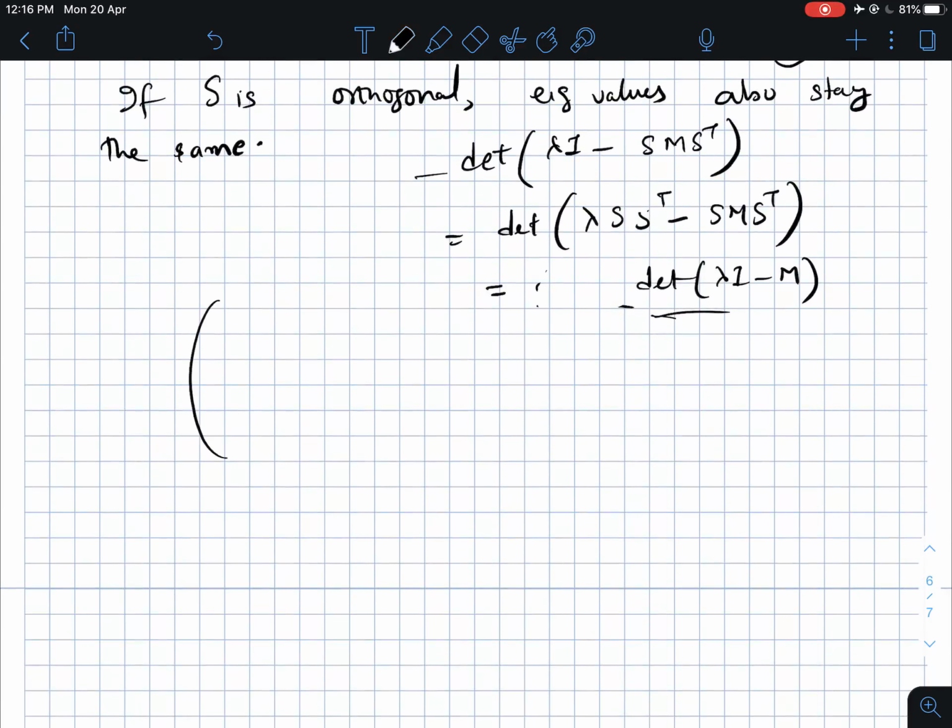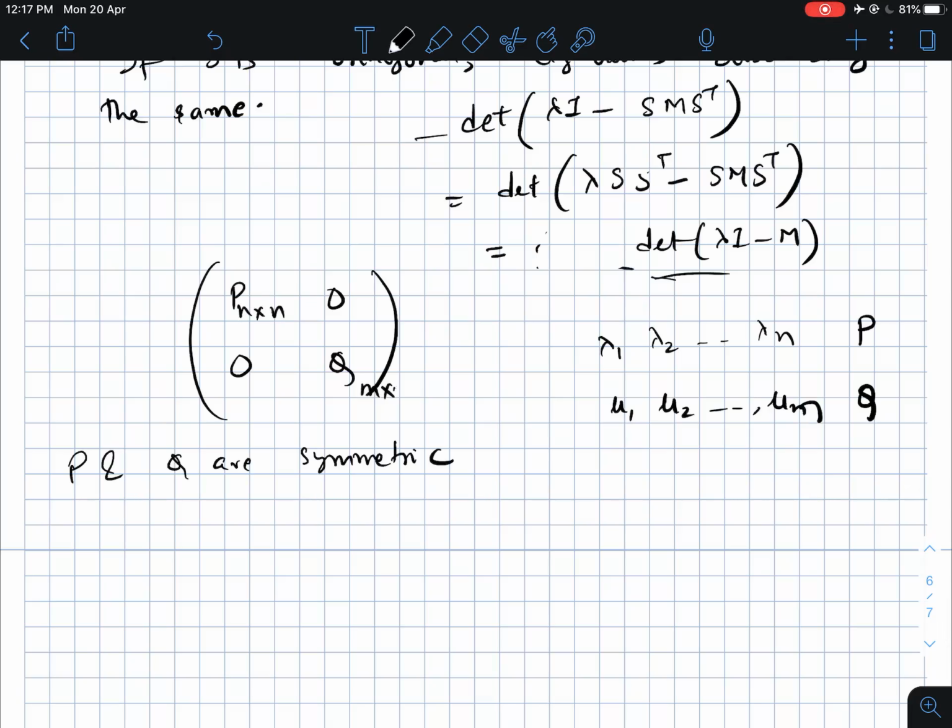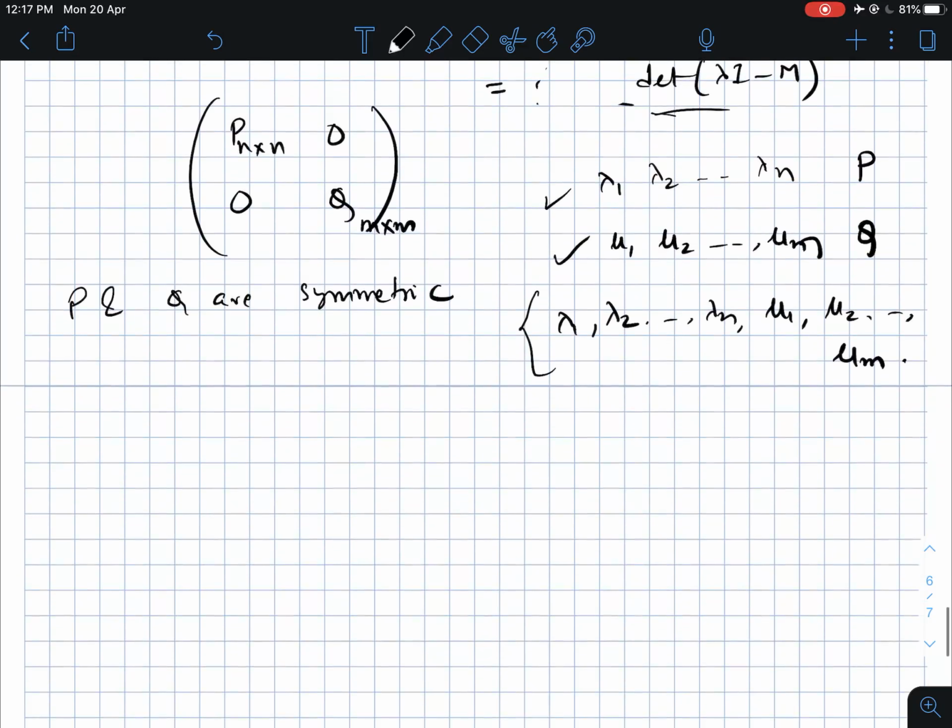What are the eigenvalues of this matrix? There are many ways to see this. You can directly see it from the definition. In fact, if lambda 1, lambda 2 up to lambda n are eigenvalues of P, and mu 1, mu 2 up to mu m are eigenvalues of Q, where P is n cross n and Q is m cross m, then the overall eigenvalues of M will be a combination: lambda 1, lambda 2, up to lambda n, and mu 1, mu 2 up to mu m. So this matrix will have n plus m eigenvalues, a combination of the eigenvalues of P and the eigenvalues of Q. You can see that in many ways.